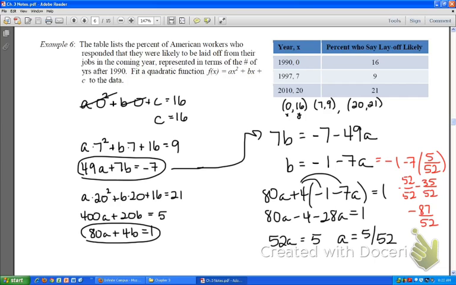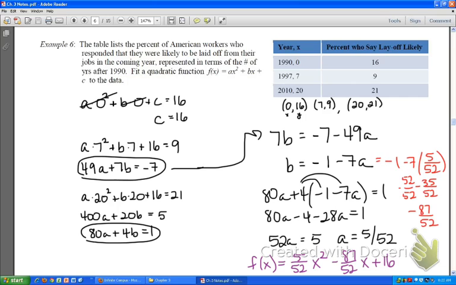So the last thing that we have to do, because the problem is actually asking us to fit a quadratic function into this form, is take our A, B, and C value and write it as an equation for our last step. Okay, so what that looks like is f of x equals our A value, which was 5 over 52, x squared, plus our B value, which is negative 87 over 52, x, plus our C value, which is 16. Oh, that didn't show up at all.